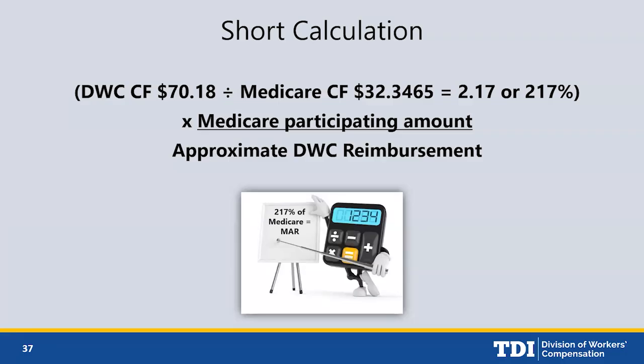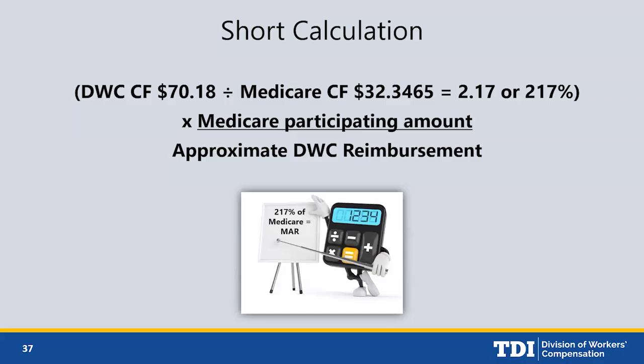I just want to make a note here that you will not find a list of CPT codes and amounts on our website except for workers' comp specific services. So people call us and ask, where's your whole fee guideline with the CPT codes and the amounts? We don't do that. We can tell you, using the short calculation, you can take the Medicare fee schedule and multiply it times 217% for those categories I mentioned earlier.